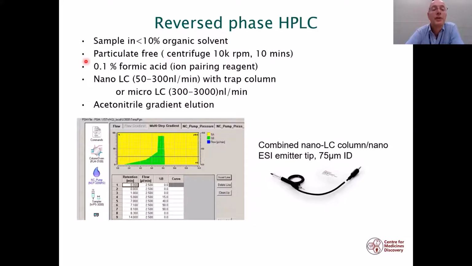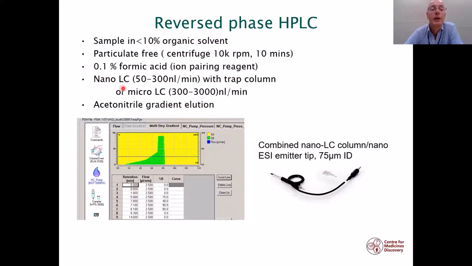For reverse phase, you need an ion pairing reagent. In LC-MS, you would always use formic acid. You don't use trifluoroacetic acid. That's an ion suppressant. It's a better ion pairing reagent, but it's not compatible with electrospray.